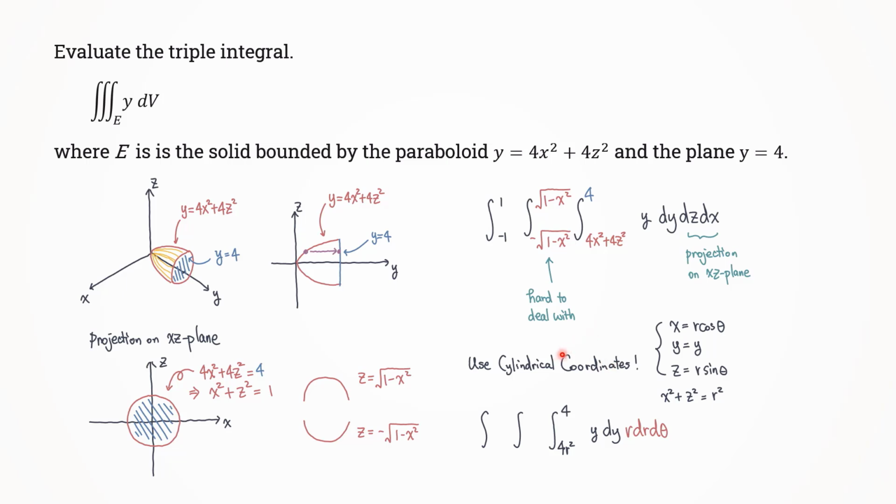And then the next thing is the r. The r limits would be easy because we have a unit disk here, so it's going to go from 0 to 1 for the r limits. And then theta is also going to be easy because we have a full circle. We go from 0 to 2 pi for theta. And so now we are actually ready to do the calculation.